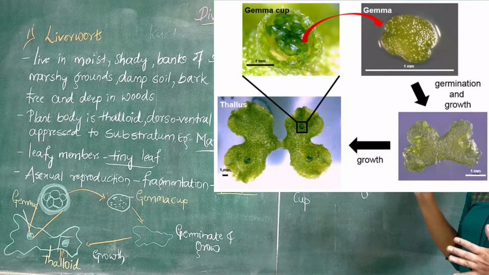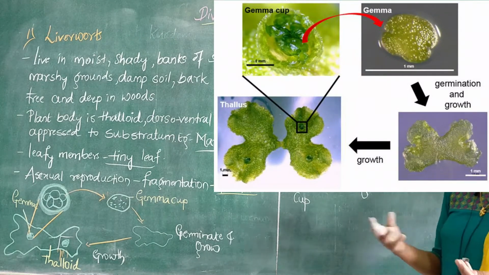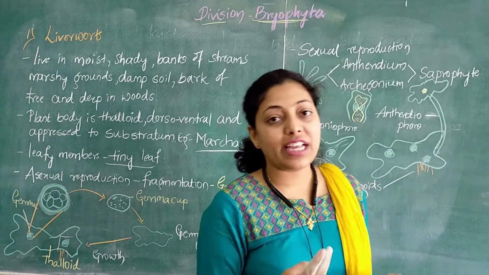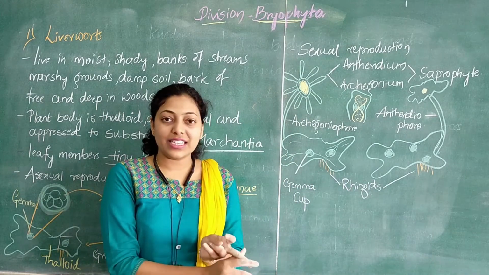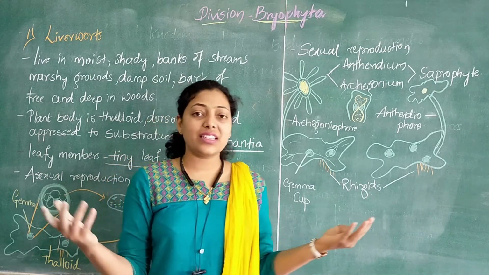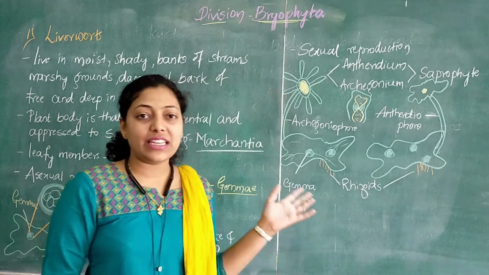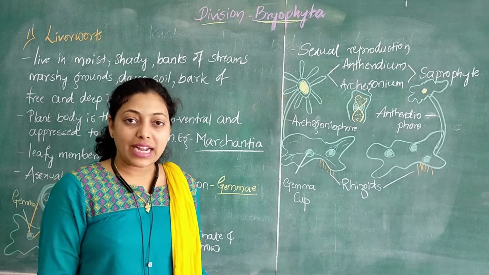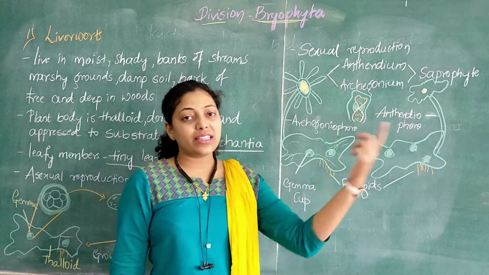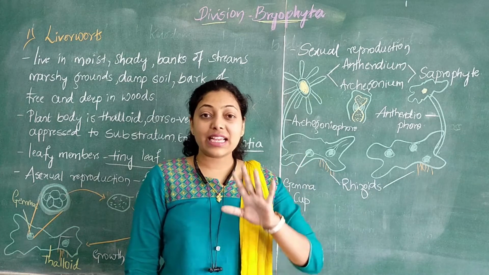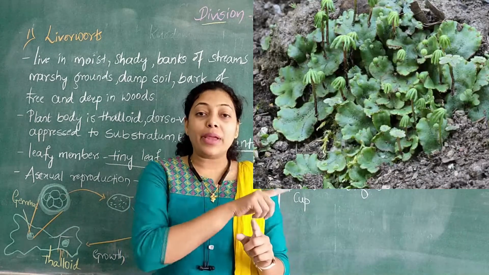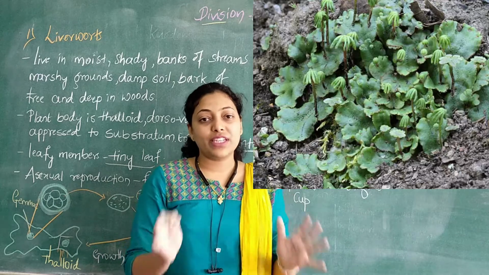Next, coming back to the sexual mode of reproduction. We know that sexual reproduction takes place by two things: formation of antheridium and archegonium. These are the sexual organs which we see in Bryophyta. The male plant produces antheridium and the female plant produces archegonium, and these are the sexual organs of the male and female plant respectively.